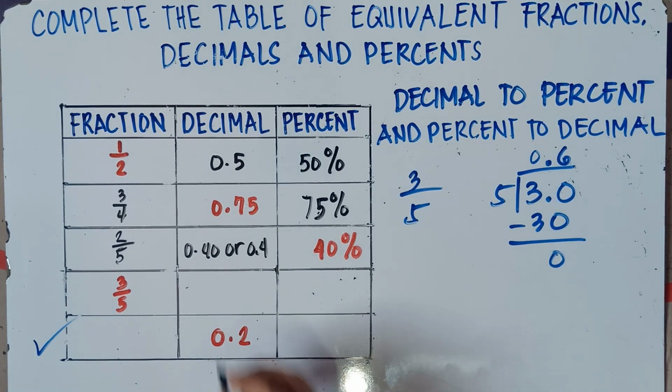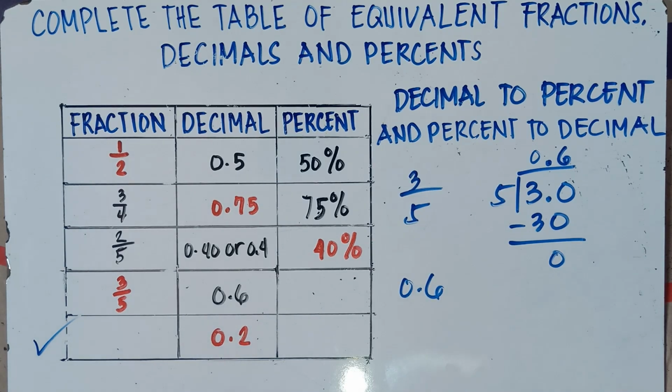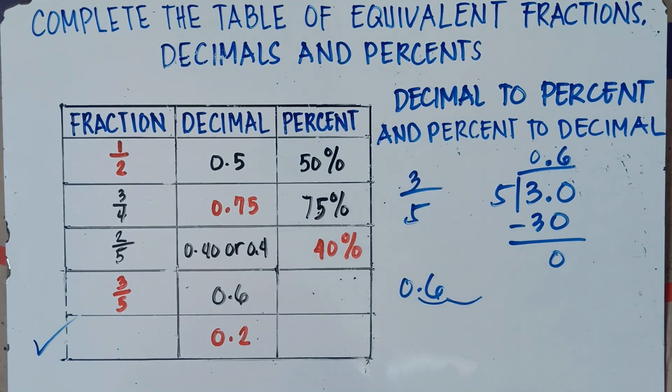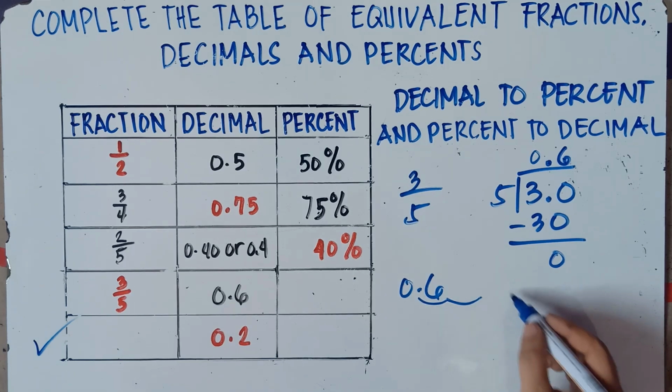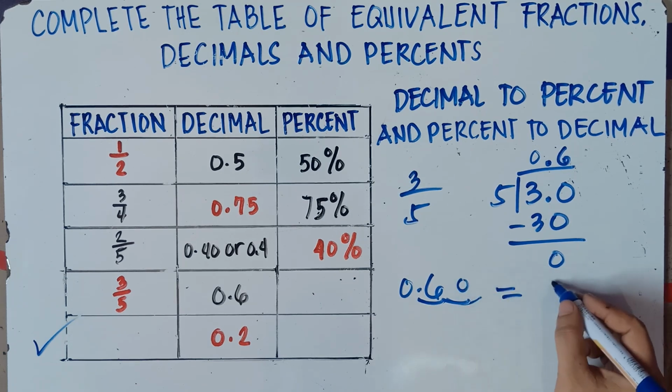So this is 0.6. And then convert this one into percent. Move left to right twice. Decimal to percent is left to right. So this will be equal to 1, then 2, add 0. This will be 60%.